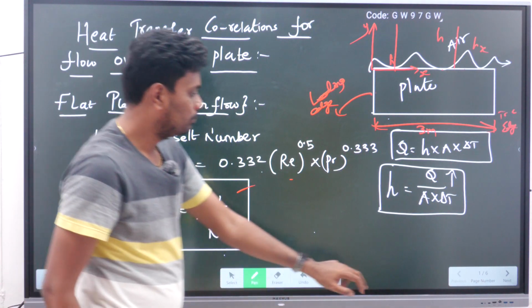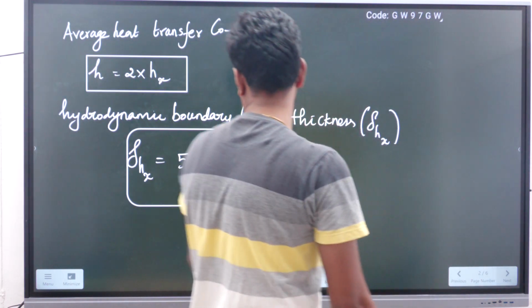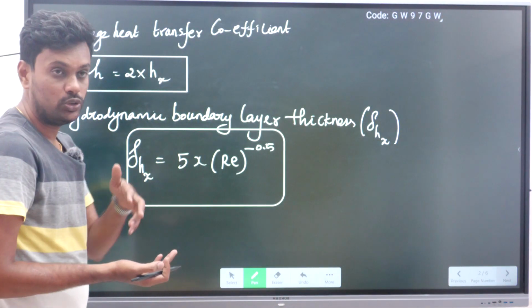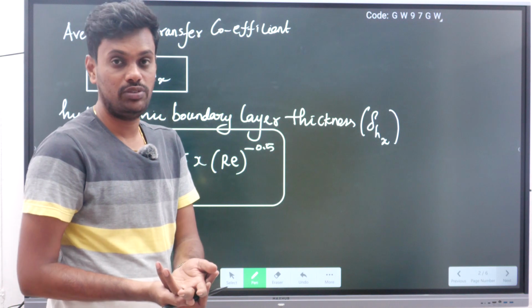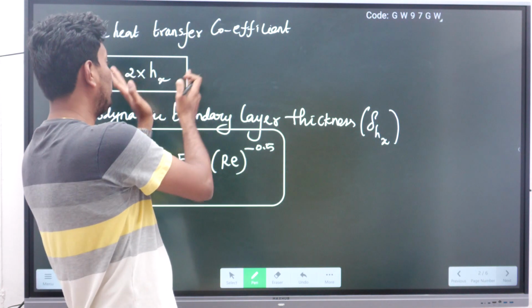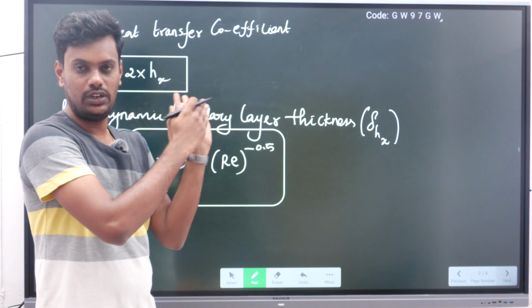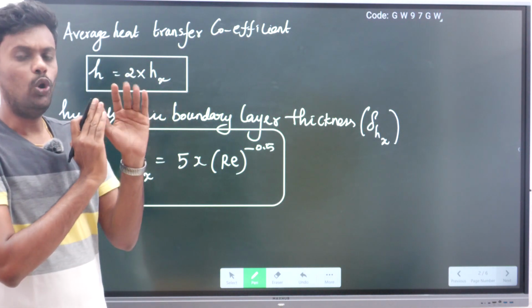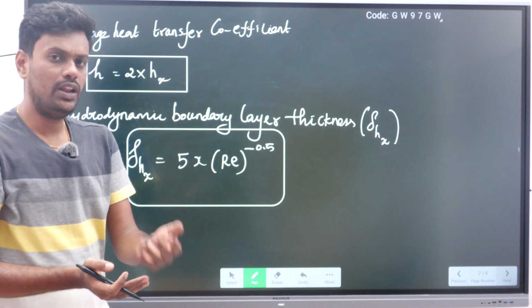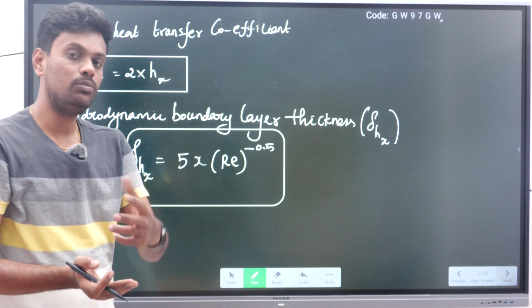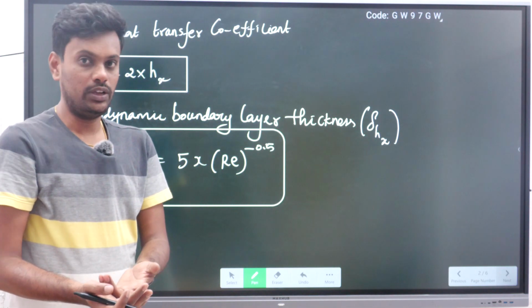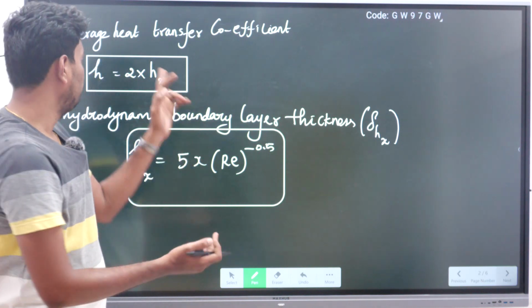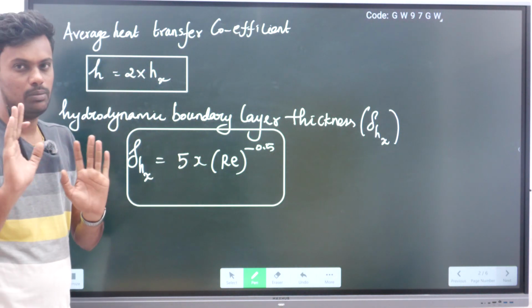Next one is, after finding out, suppose you want to know the average heat transfer coefficient. There is one simple derivation for this, so we need not study it. We just remember the formula. If the flow is taking place over the flat plate, then the average heat transfer coefficient is equal to 2 times the local heat transfer coefficient. That is h is equal to 2 into hx. That you just remember, that's all.